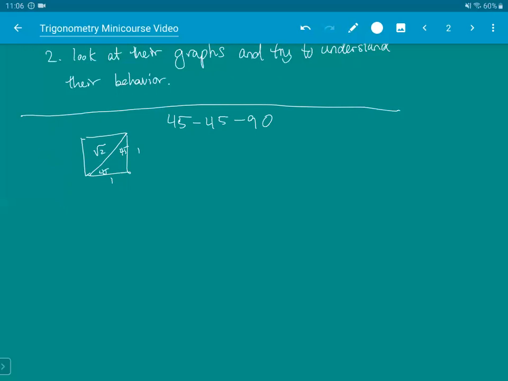So now if I want to compute, for example, cosine of 45, I can look at my formula for cosine that I've defined to be adjacent over hypotenuse. And now the adjacent side is 1, and the hypotenuse is square root of 2. So I get 1 over square root of 2.